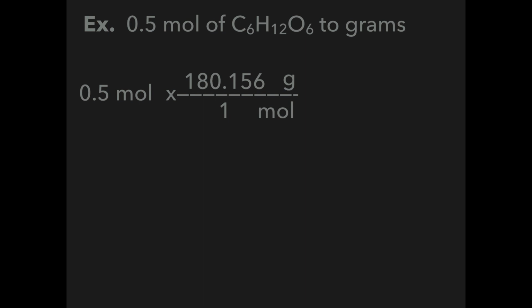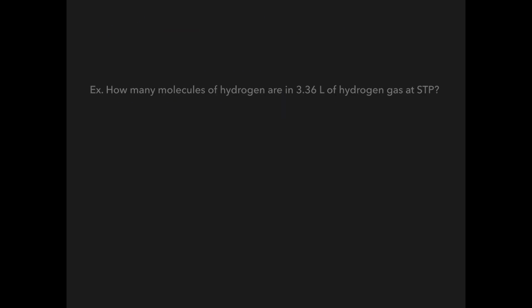And so what I now need to do is simply multiply, because the 180 is in the numerator, so 180.156 times 0.5 gives me approximately 90 grams, and it's 90 grams because I rounded to just one significant figure, because 0.5 has just one sig fig. All right, let's look at a slightly more challenging problem.